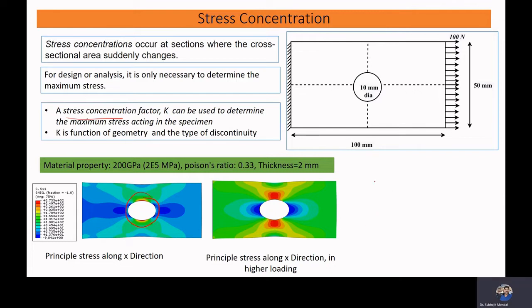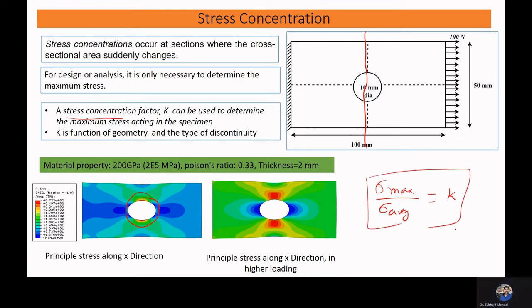What is the stress concentration factor? The stress concentration factor is your maximum stress divided by your average stress, the average stress that is occurring in this zone. That is known as your stress concentration factor K. So what we are doing here is simplifying our analysis procedure. Once we know what type of hole we have, whether a circular hole or an elliptical hole, depending on that, we can find the stress concentration factor.